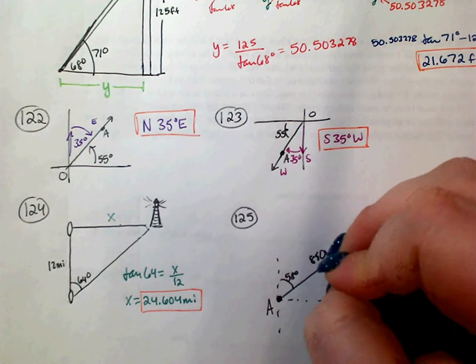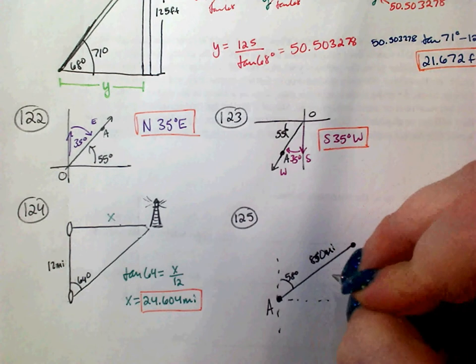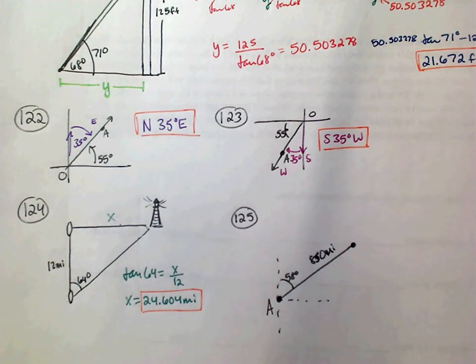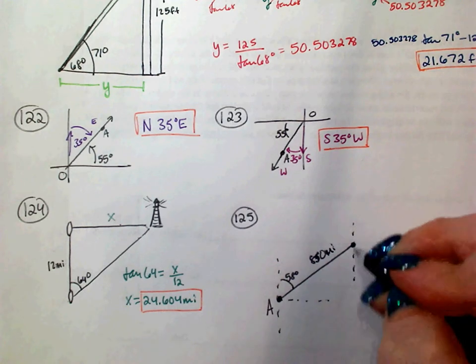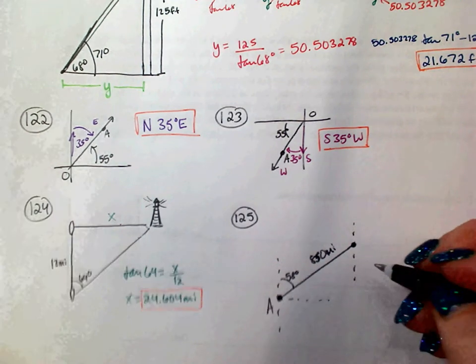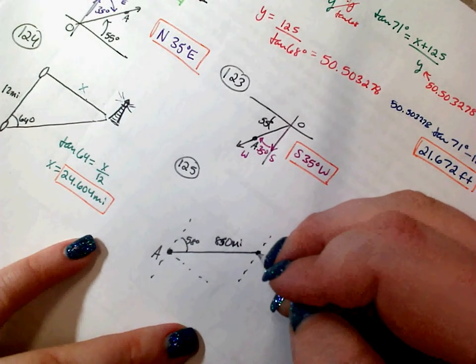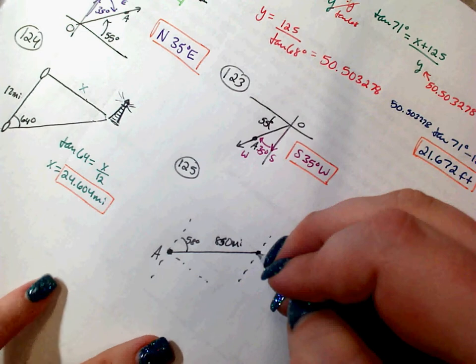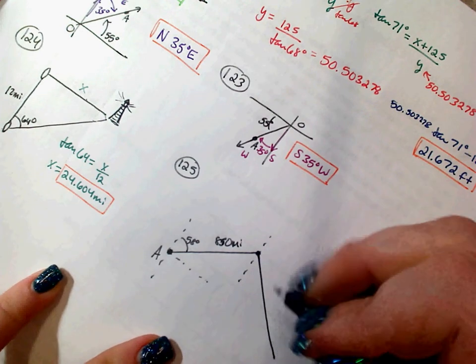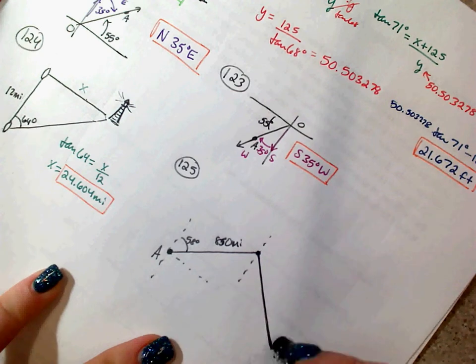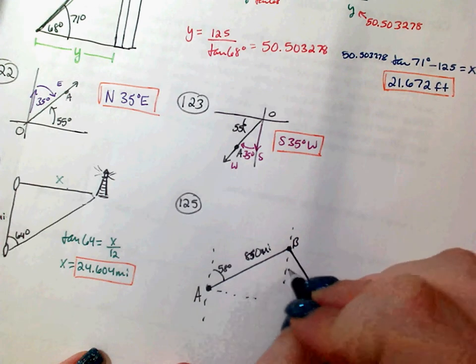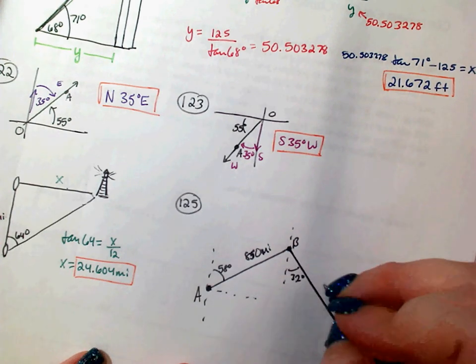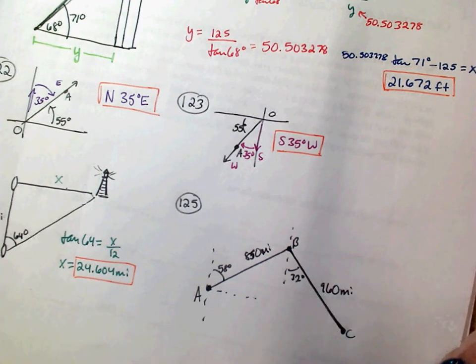From city B to city C, the plane flies 960 miles at a bearing of south 32 degrees east. So I'm going to go south and then 32 degrees east. So 32 degrees east for how long? 960. So that's C, south and then 32 degrees east, 960 miles. Find, to the nearest tenth of a mile, the distance from city A to city C.